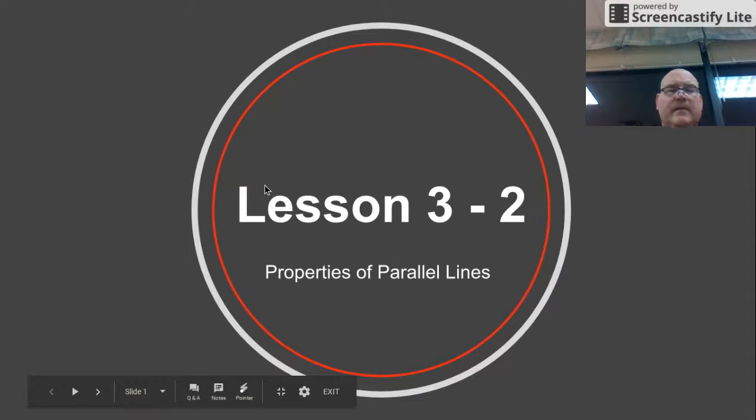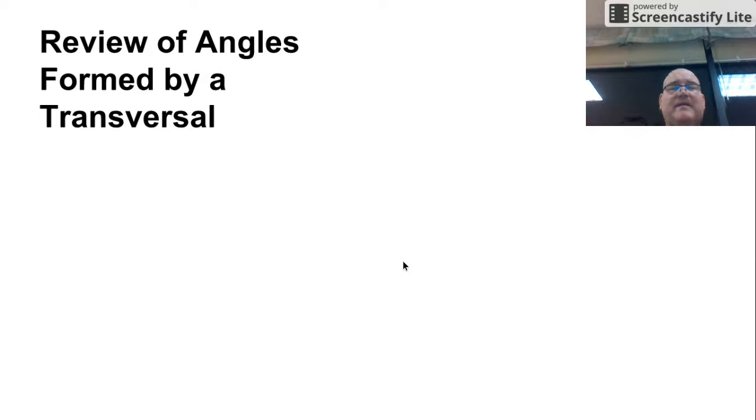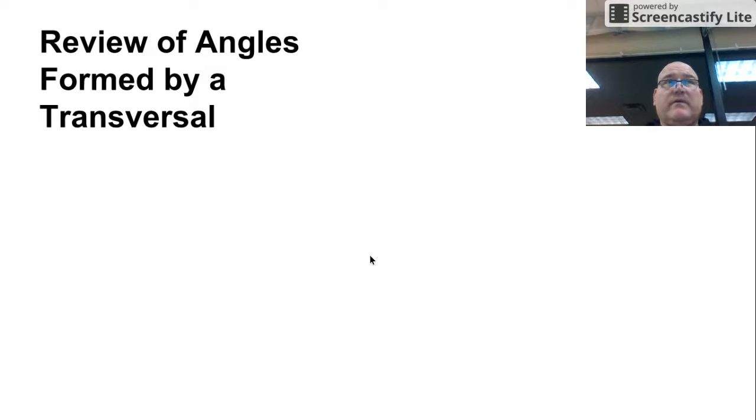All right. In today's lesson, we're going to learn about the angles that we learned about yesterday and what's true about them when the lines cut by the transversal are parallel. So to begin today's lesson, let's review the angles that we learned yesterday.